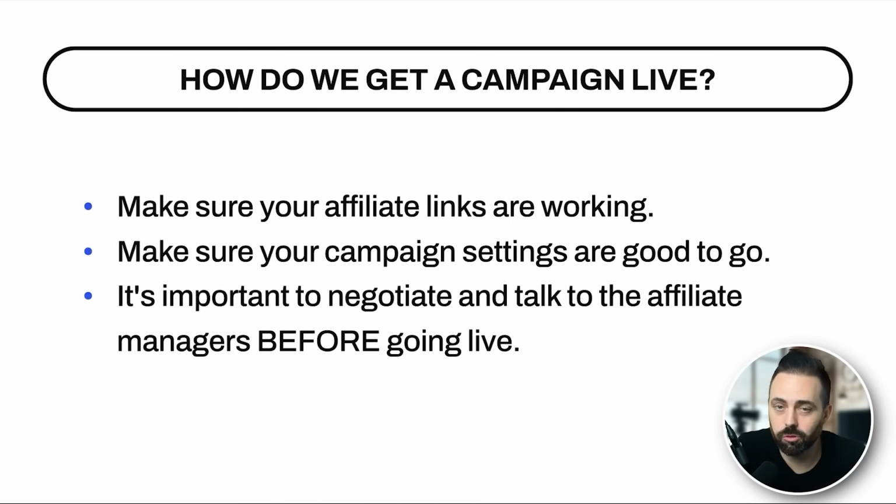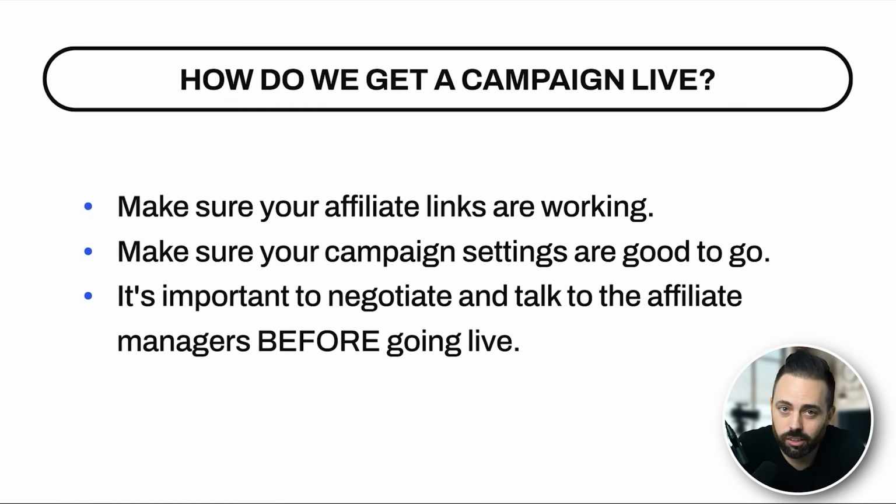So how do you get a campaign live? Well, first you got to check and make sure the affiliate links are working. You don't want to start a campaign and they're not. So you can just click on them, validate the data in the affiliate network or the affiliate program that you're in. Make sure your campaign settings are good to go. Everything's set up. You're not going to spend $1,000 a day, right? You kind of start a little bit safe if you want to.